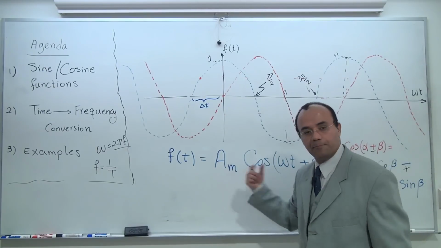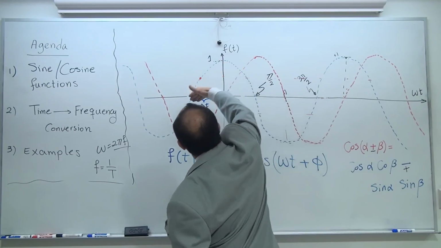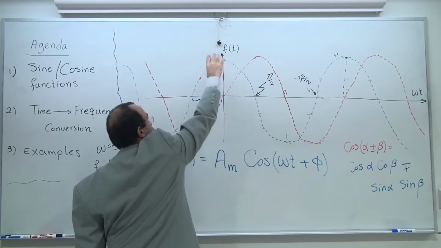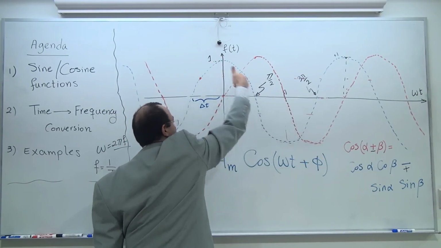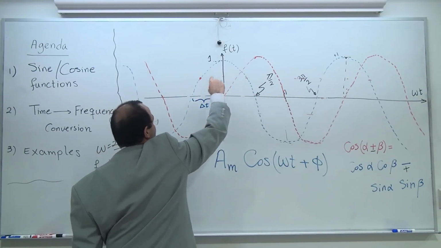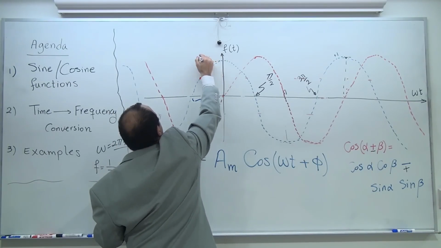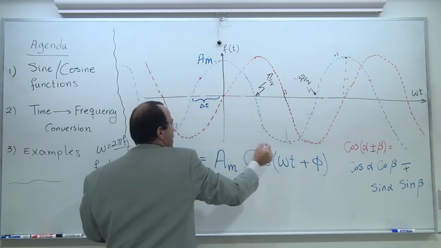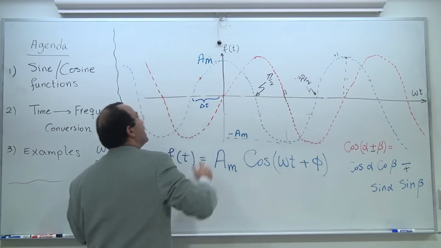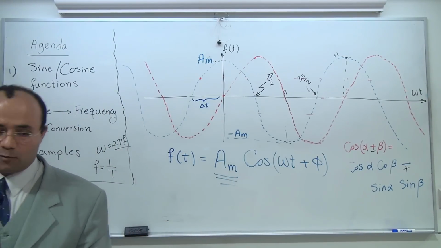What is AM? AM, in this case, is 1. But what if this is not amplitude 1? A peak-to-peak value here is 2. 1 here, 1 here. You have 2 volts, for example, if it is a voltage you are measuring. But generally speaking, this maximum amplitude is going to be maximum AM, and this one is going to be minus AM. If it is symmetric, that's what you're going to be using for the cosine function.